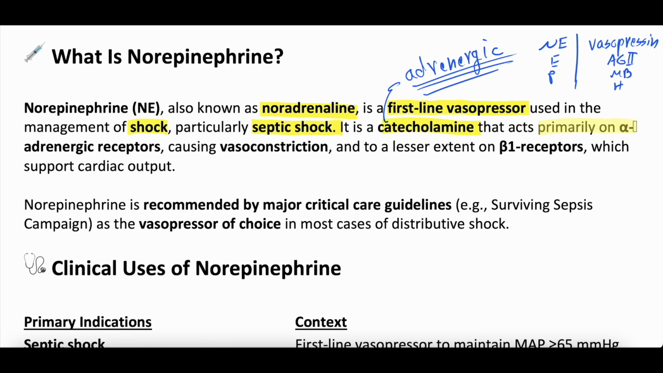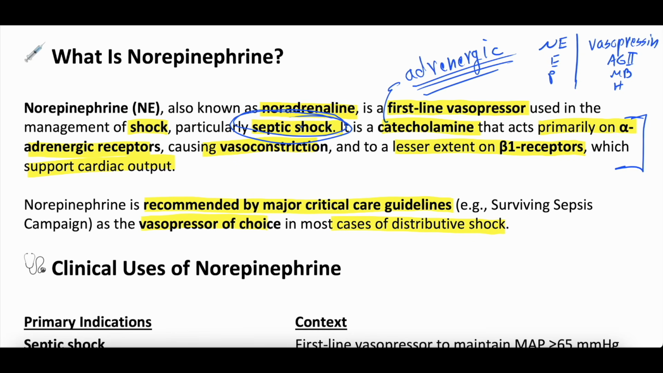It primarily acts on the alpha adrenergic receptors, causing vasoconstriction, and to a lesser extent the beta-1 receptors, which support cardiac output. And these are two things we're going to go into a lot more in this video and other videos, so stick around. Norepinephrine is recommended by major critical care guidelines as the vasopressor of choice in most cases of distributive shock. That biggest one that we talk a lot about being septic shock.